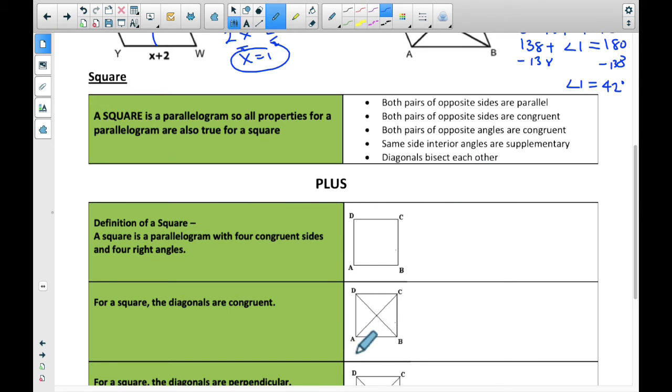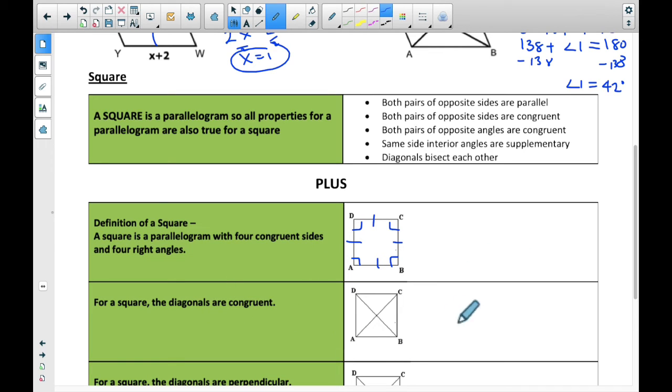Plus we have a bunch more because a square is also a rectangle. So anything that applies to a rectangle applies to a square. A square is also a rhombus. So anything that applies to a rhombus applies to a square. So a square is a parallelogram with 4 congruent sides and 4 right angles. So a little bit more specific again.